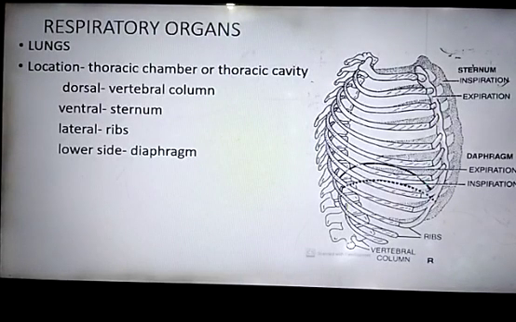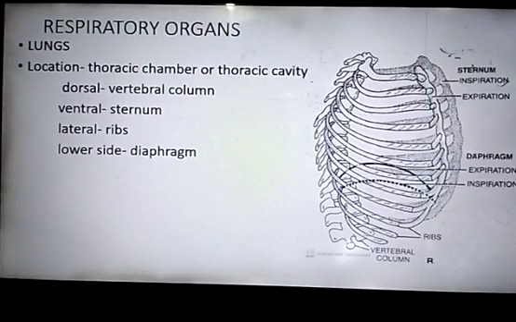Next part of the respiratory system is the respiratory organs. The respiratory organs are lungs in human beings. They provide the surface for the exchange of gases. Now, where are the lungs located in human beings? The lungs lie in the thoracic cavity on the side of the heart.